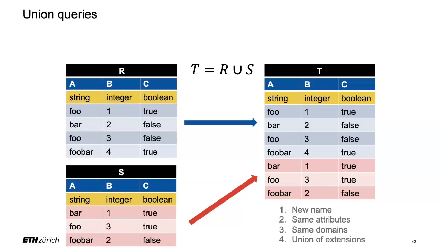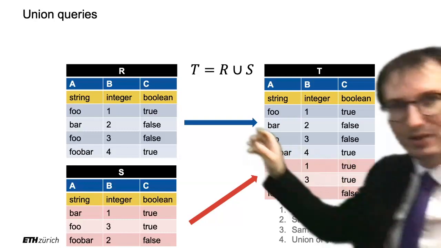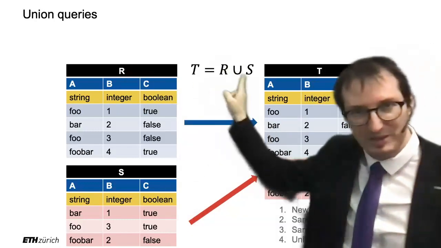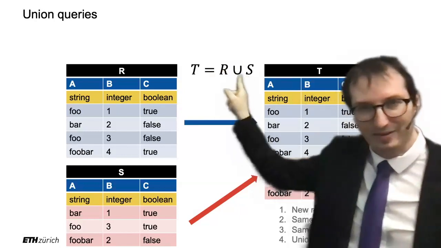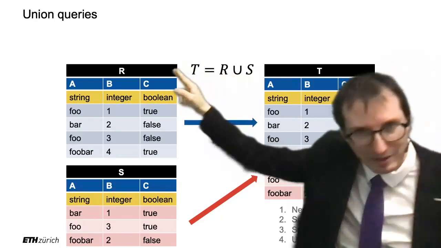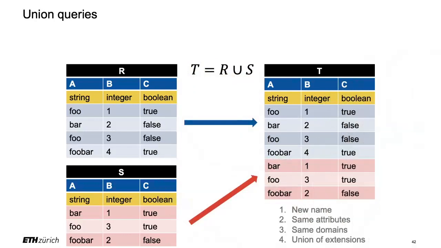All right, so now I put a bit of math in here, no intention to scare you, but basically we have R that is this, S that is this, and we use this little symbol union to basically say that T is the union of R and S. That's part of the relational algebra. We can take the union of two relational tables if they have the same attributes and domains.